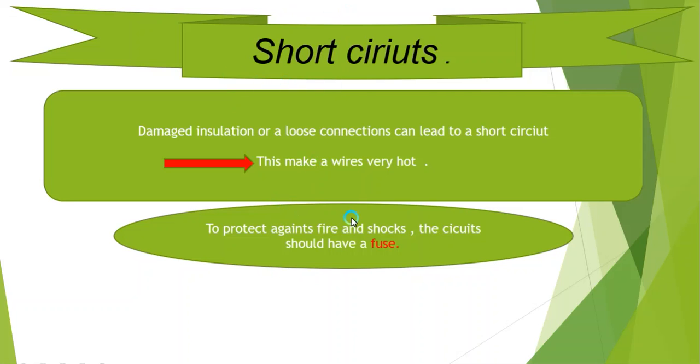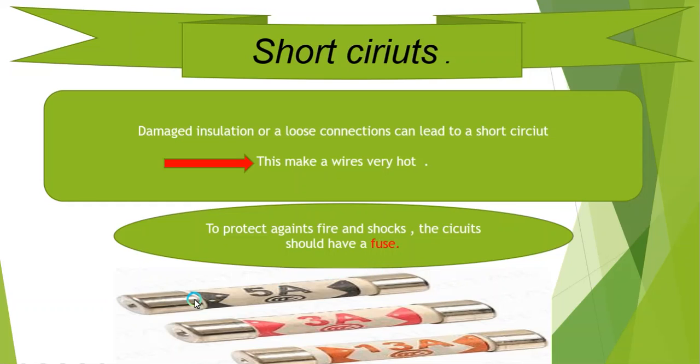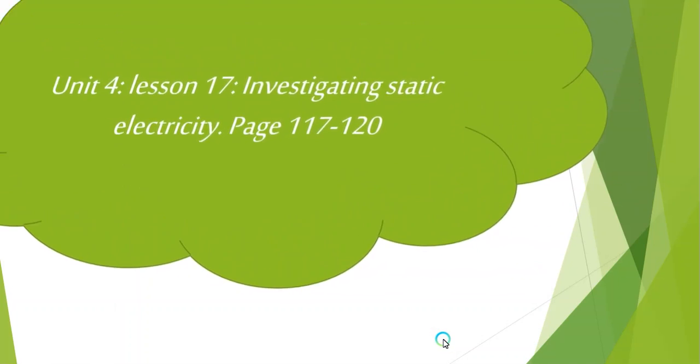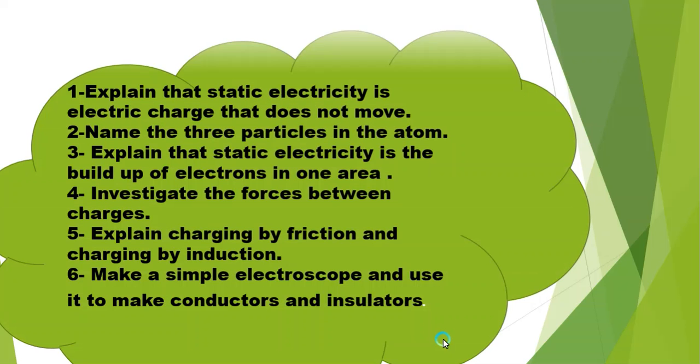To protect against fire and shocks, the circuit should have a fuse. So the fuse like this one should be checked regularly, because this is what helps protect us from shock. The circuit protector is called the fuse. We have here 5A, 3A, and 13A for the intensity of electricity. Next one, Investigating Static Electricity, pages 117 to 120.